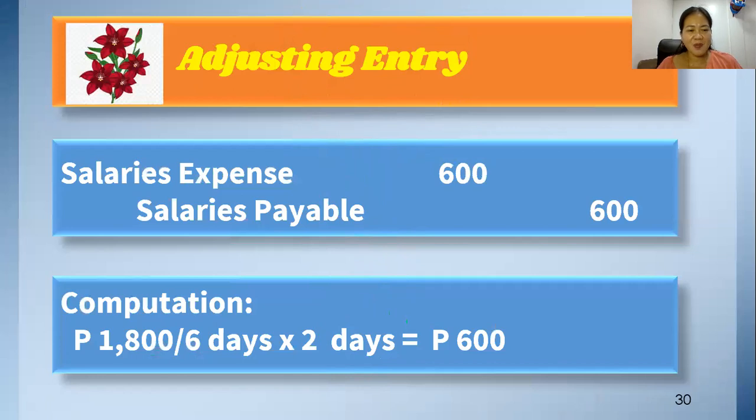So how much salaries should be accrued for December 2019? This is the computation. 1,800, that's good for a 1 week salary, divided by 6 days, times 2 days, December 30 and 31, and that would be 600. So your adjusting entry is a debit to salaries expense 600 and a credit to salaries payable 600.